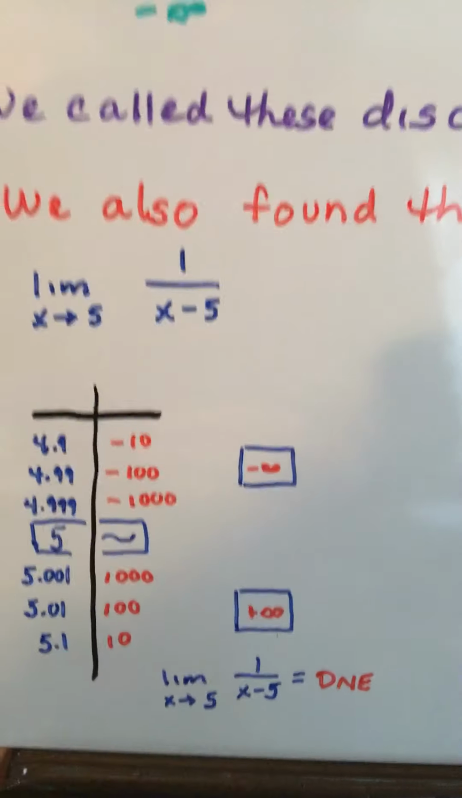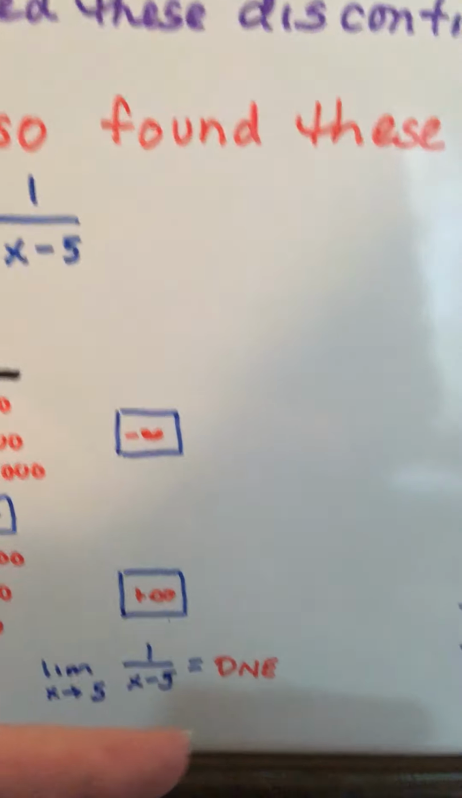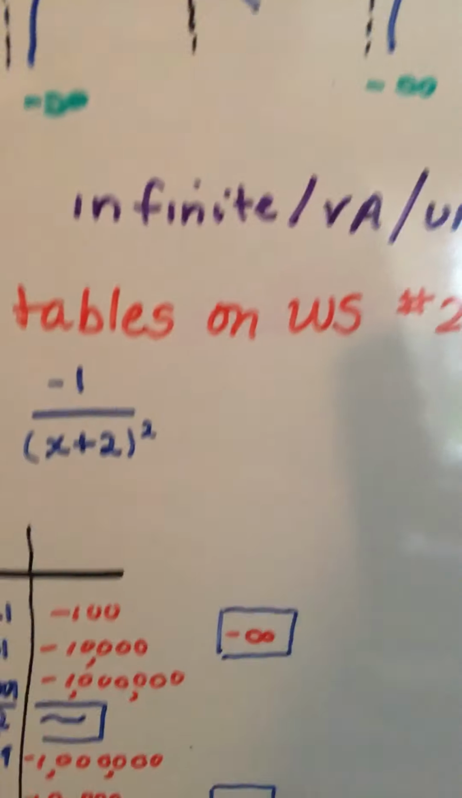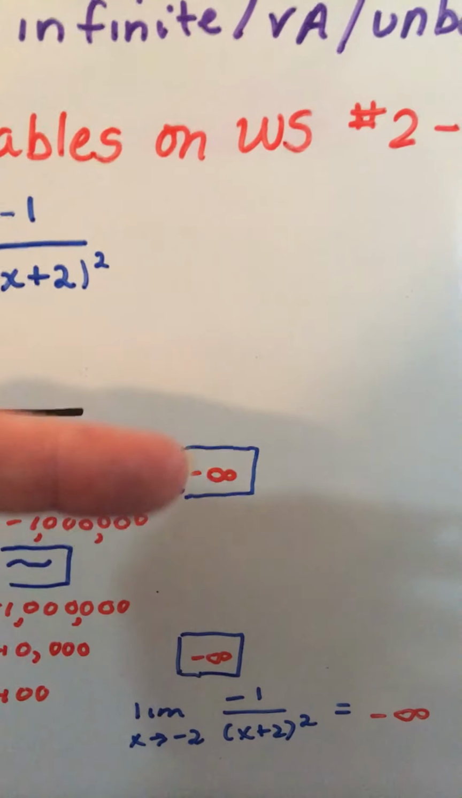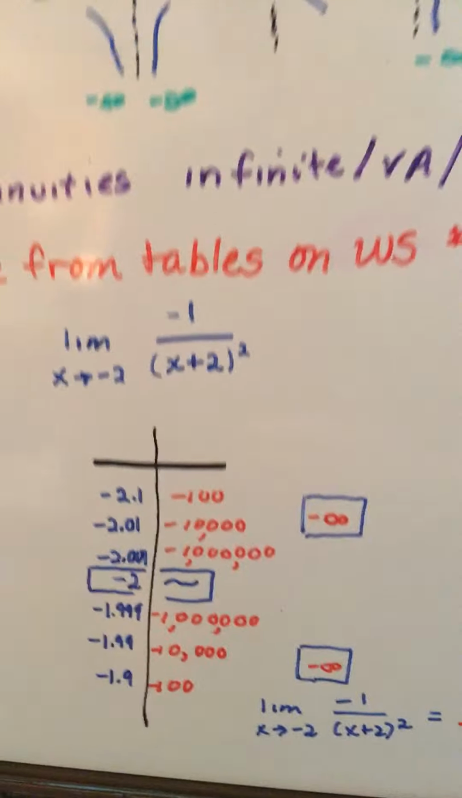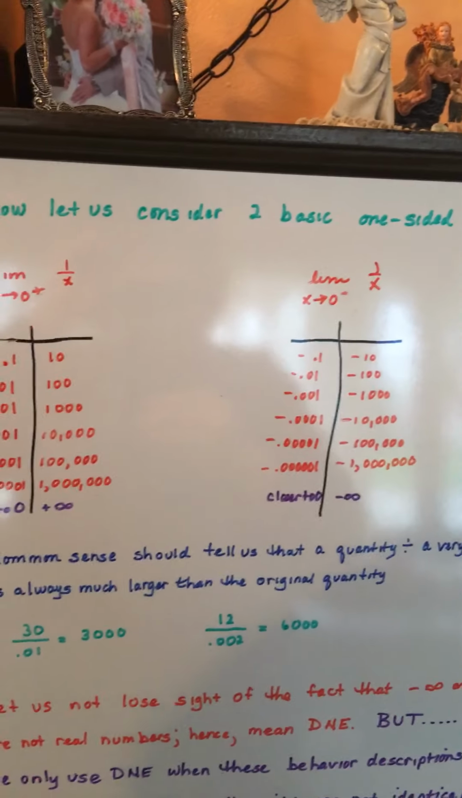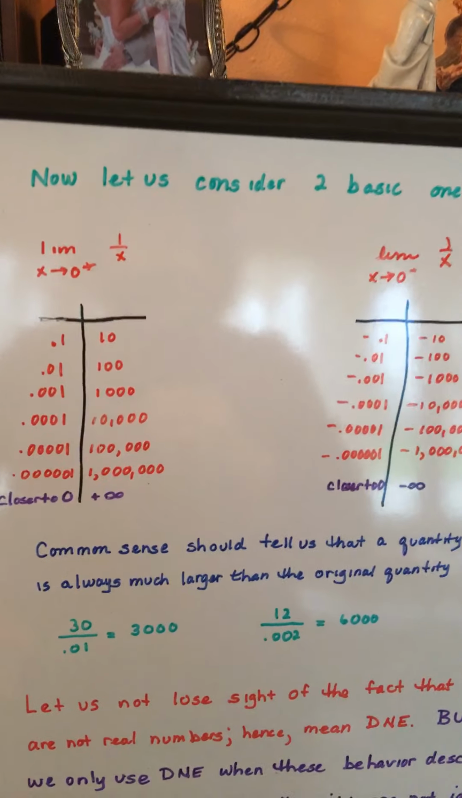And when you did your table, you made a nice table and you could see negative infinity, positive infinity, so D and E. Sometimes you got the same infinity. And so in this case, we got the same infinity and it was negative infinity. Now let's consider these two basic one-sided limits right here.